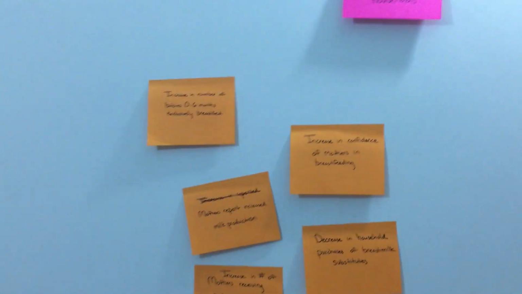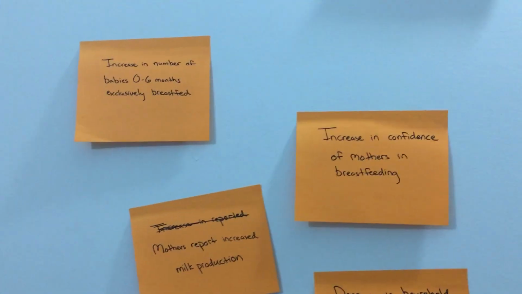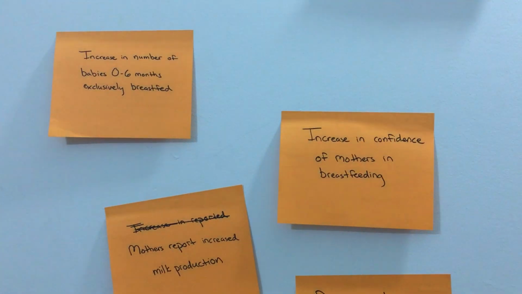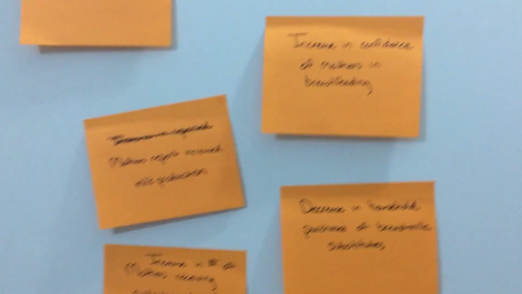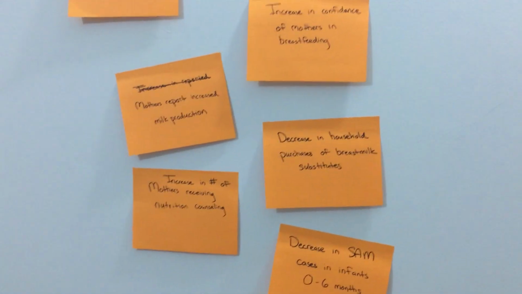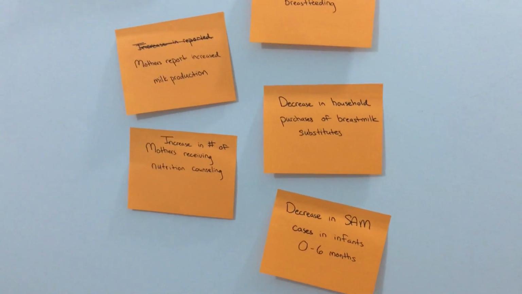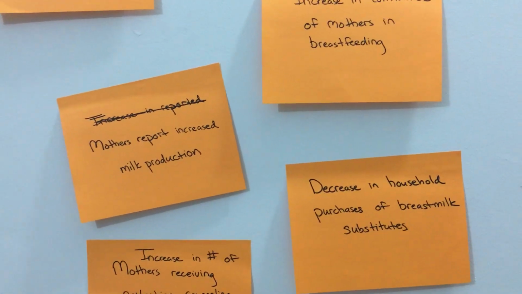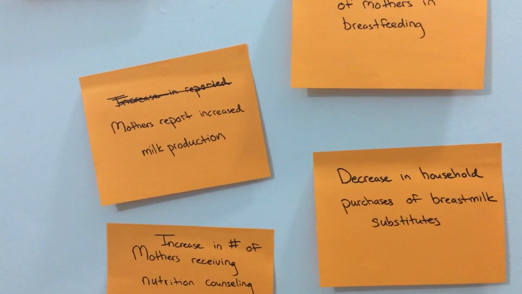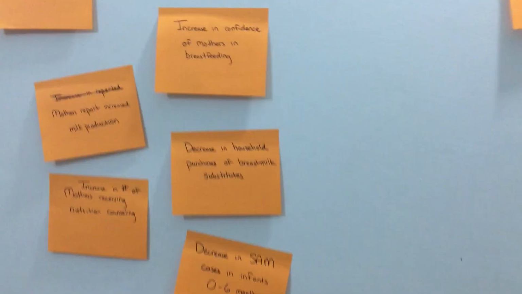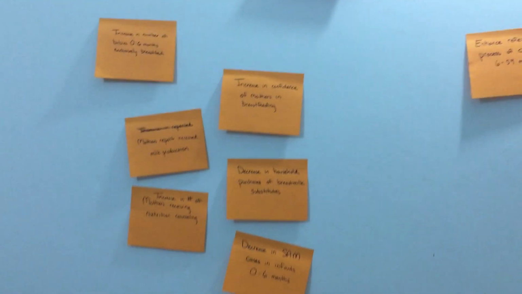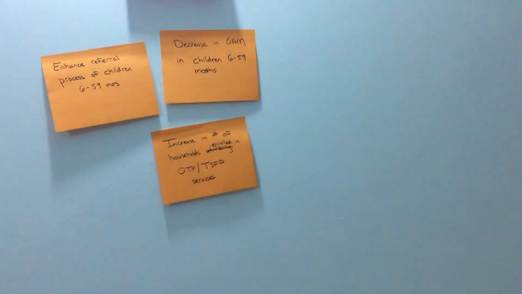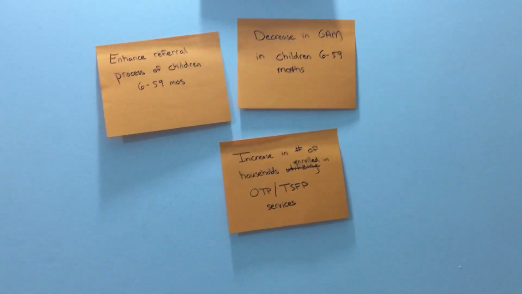So over here in the IYCFE education, I have outcomes such as increase in confidence of mothers in breastfeeding, increase in the number of babies 0 to 6 months exclusively breastfed, just different things that I could think of as some of the results that we would want to see or some of the changes that we want to create through our programming. And as you can see, sometimes I change the wording in what I was saying and just cross it off and keep writing. This just allows for some free floating of ideas and just getting the information kind of out there and in a visual way of being able to see it all put together.